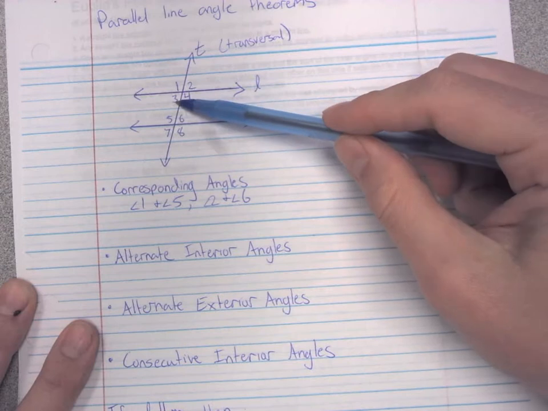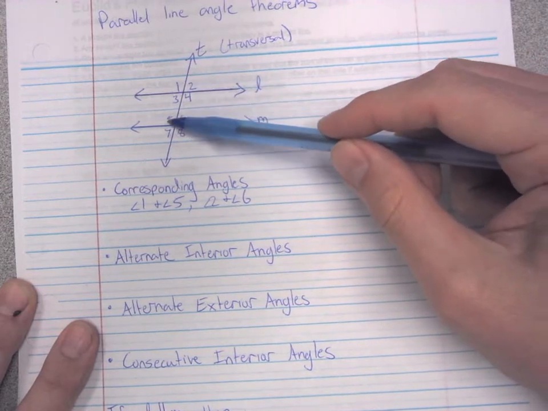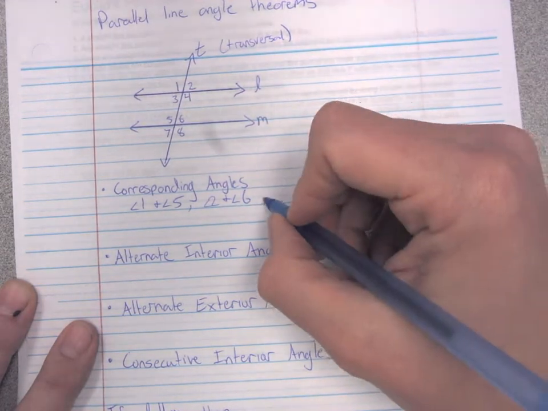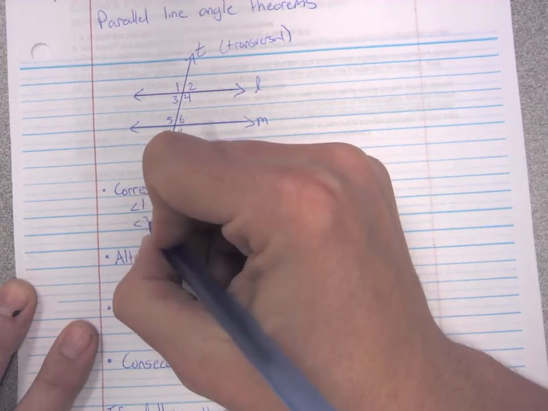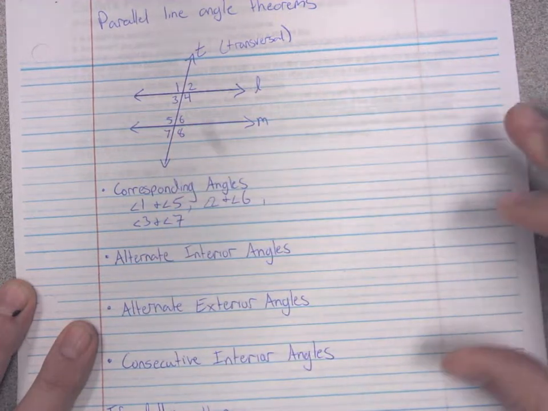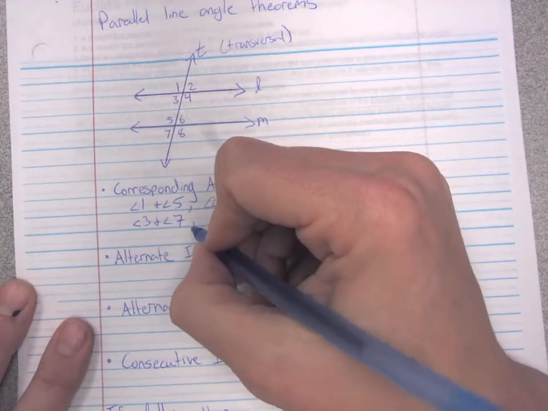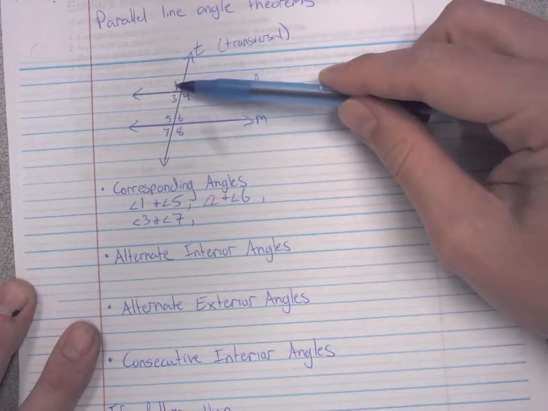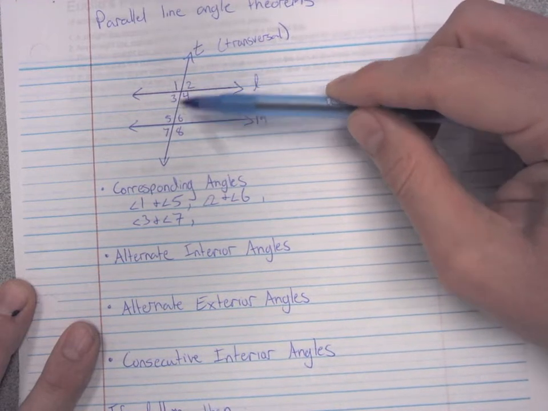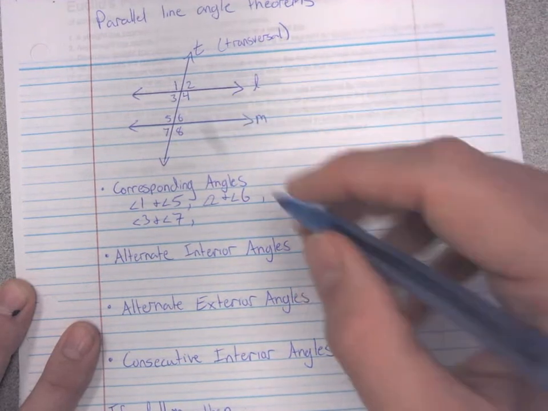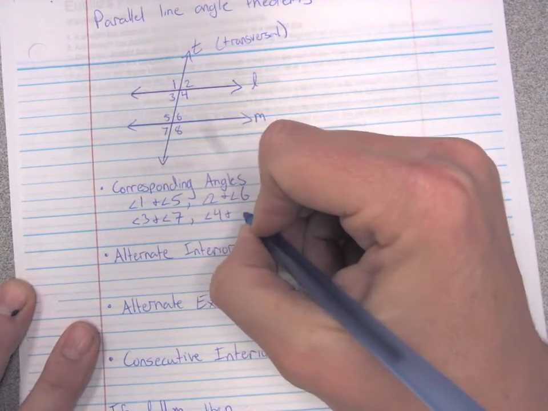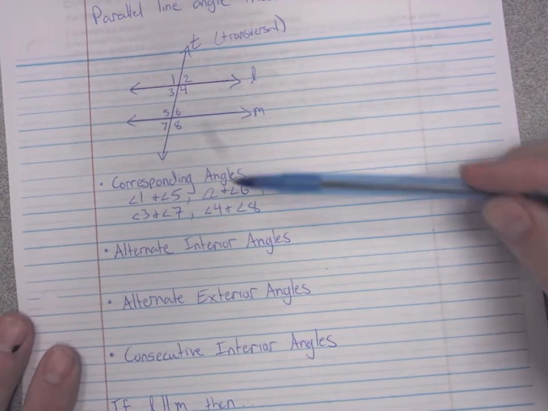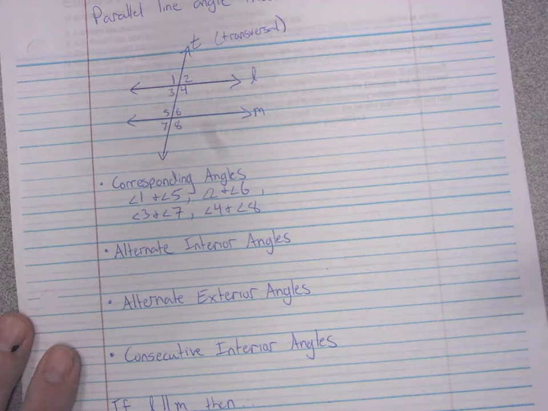Bottom left, we have 3 for the top intersection. For the bottom intersection, the bottom left corner is 7. So we've got 3 and 7. Angle 3 and angle 7 are corresponding angles. And then we also have angle 4 and angle 8, the bottom right. The bottom right of this intersection is angle 4. The bottom right of this intersection is angle 8. So those are all my corresponding angles. Again, same position in a different intersection.